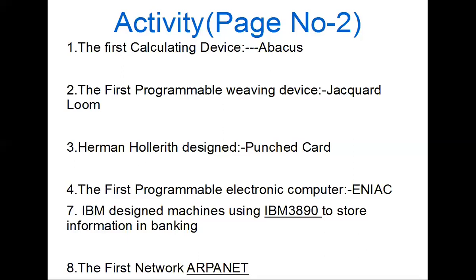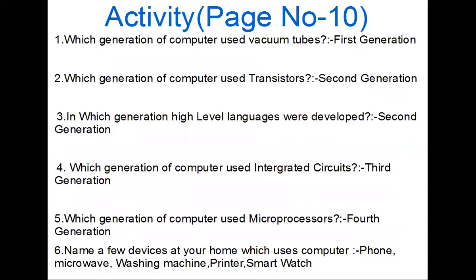Next, Hollerith designed the punch card. Fourth, the first programmable electronic computer, ENIAC. Fifth and sixth, skip. Then 7, IBM designed a machine using IBM 3896 to store information in banking. And point number 8, the first network, ARPANET.